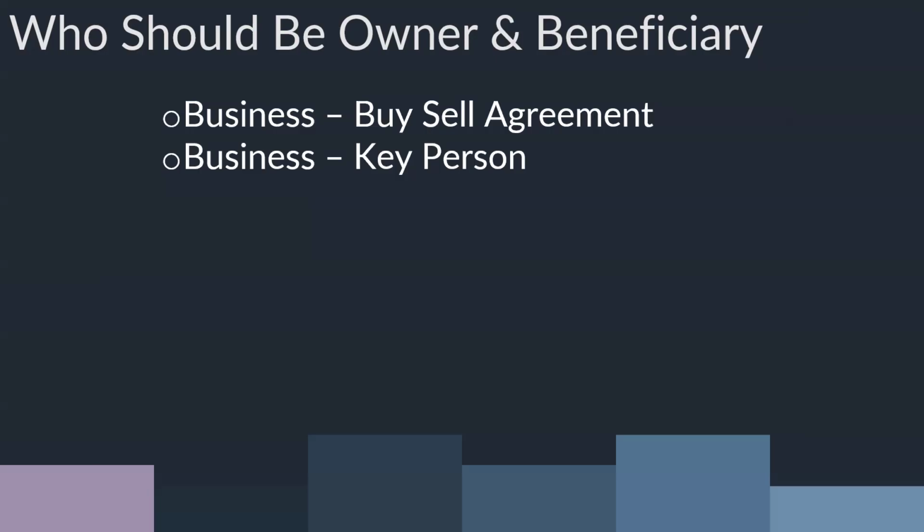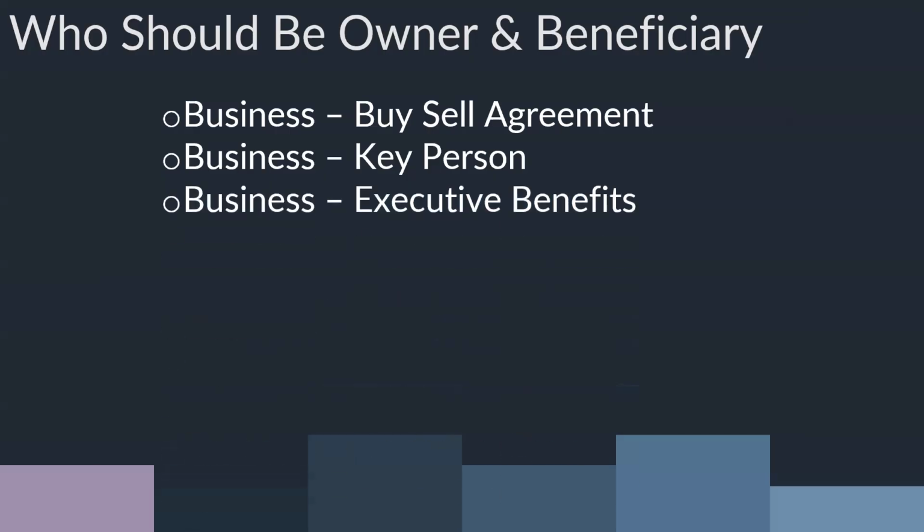We can create key person benefits and executive benefits with the life insurance. So as we're designing it, if the goal is to create key person benefits, well, we want that business to be the owner and beneficiary of that policy. That key person dies or leaves, we need to have access to that money now to keep the business going the way it should.